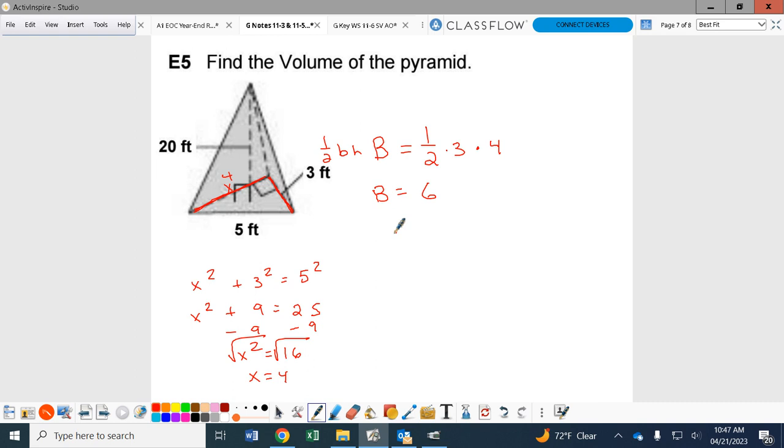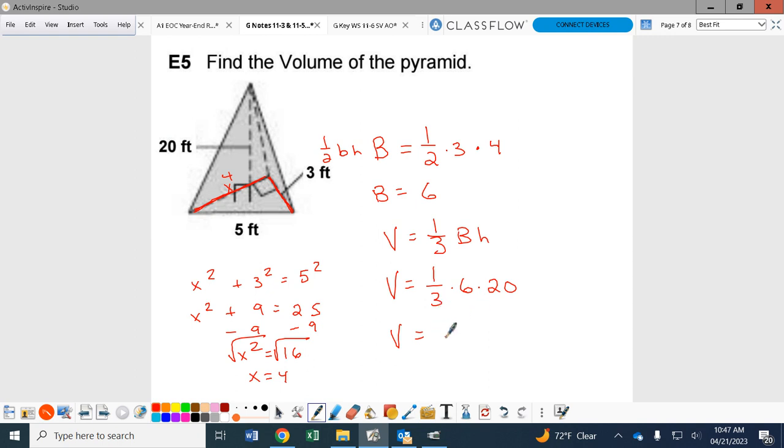6. Okay, then we do the volume, which is going to be 1/3 times the area of the base times the height. So volume equals 1/3 times 6 times, which number is the height? 20. 20? Okay, tell me what that is when you multiply it. 40?